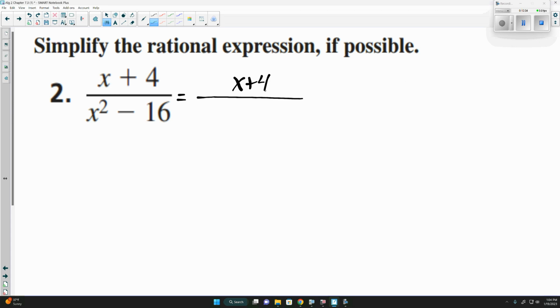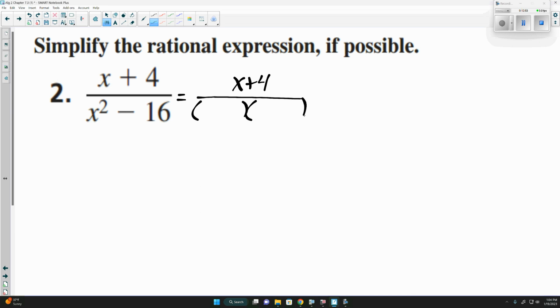Because there's nothing really we can do to it besides pulling a number out or a variable out if the degree is 1. So that's as simplified as it gets. If we have a power or degree greater than or equal to 2, then most likely we're going to have to factor it in some way, shape, or form. So the top one's just going to be x plus 4.